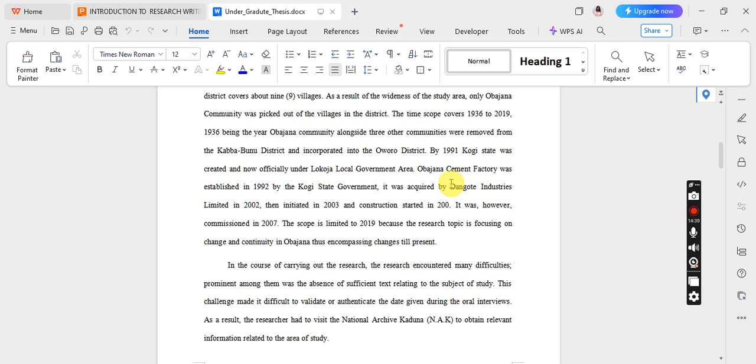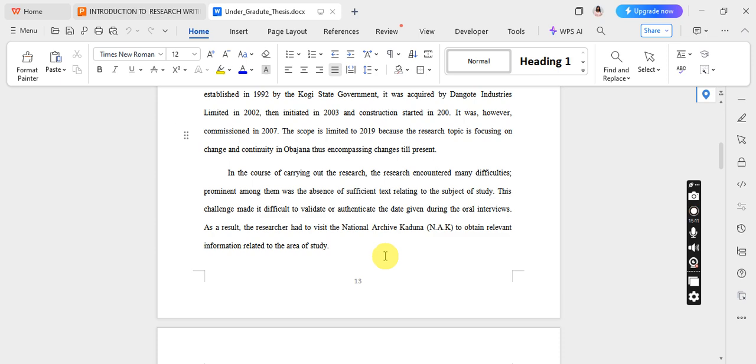You begin to say the importance and significance of all the years that you've been working on, but most specifically the start date and your end date. Okay, why are you ending the scope in 2019? The scope is limited to 2019 because the research topic is focusing on change and continuity in Obajana, thus encompassing change till present. So when we wrote this research topic, it was in 2020. So we had to stop in what? In 2019. Why is 2019 important? It is talking about change and transformation that has happened till some time. So it must be what? Important. So that's just it.